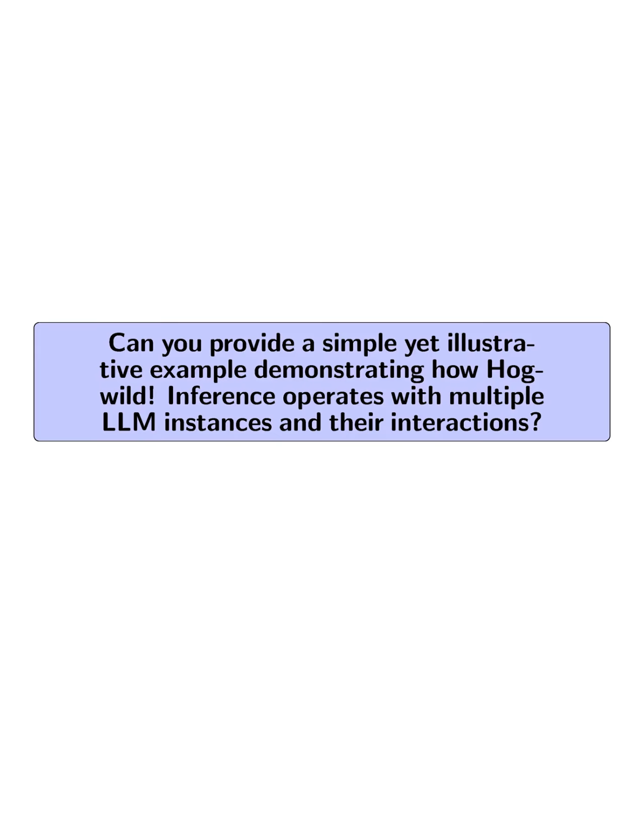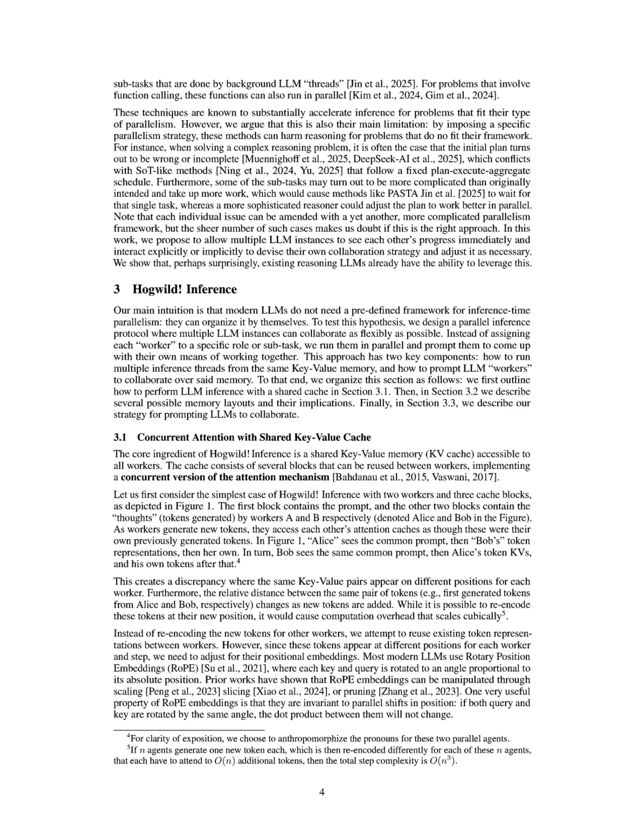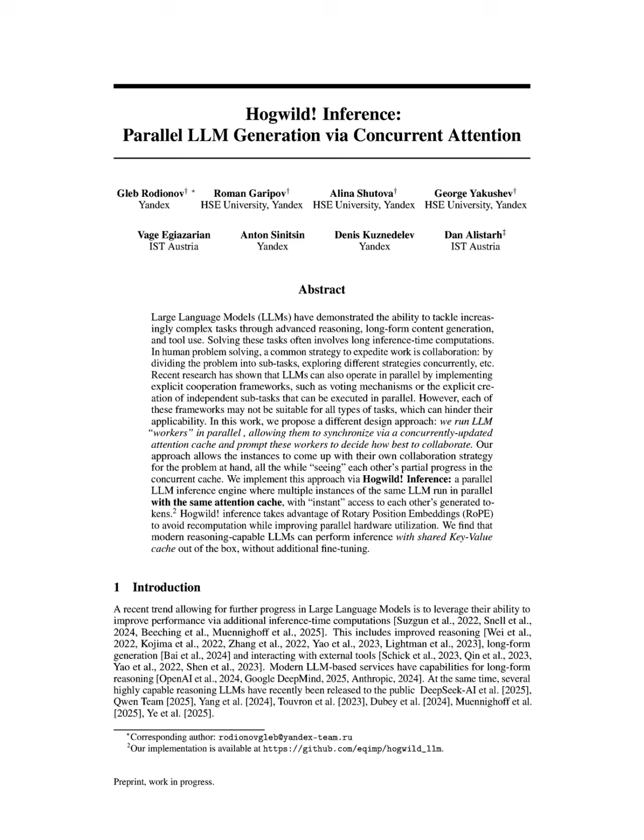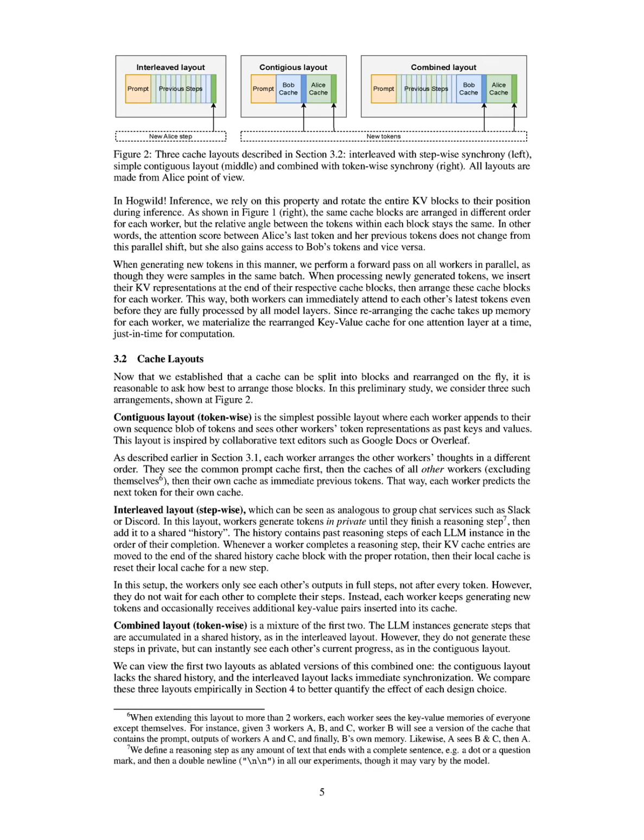Can you provide a simple yet illustrative example demonstrating how Hogwild inference operates with multiple LLM instances and their interactions? Hogwild inference operates by allowing multiple LLM instances to generate tokens in parallel while sharing a key-value (KV) cache, which enables them to access each other's progress. For example, consider two LLM instances, Alice and Bob, working on a problem. As Alice generates a token, she can see Bob's previously generated tokens in her KV cache, and vice versa.